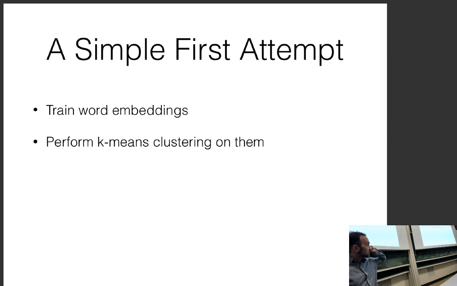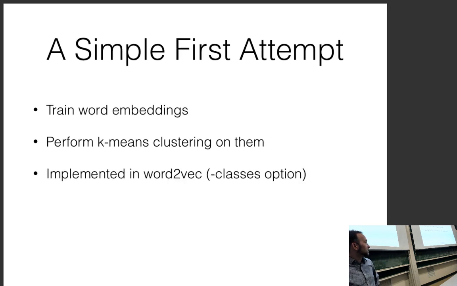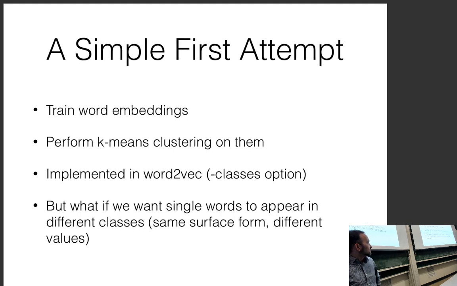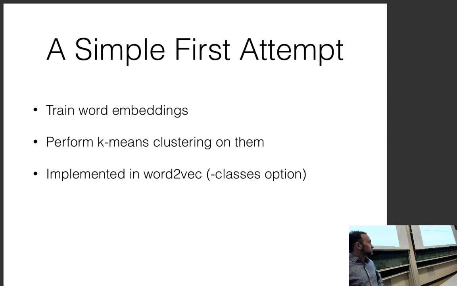This is an interesting thing that you can do. It's actually implemented in Word2Vec. I don't know if people have realized this. Word2Vec itself has an option called classes, which you can just run the software and add the classes option, and it will give you classes out of it. So this is interesting and can get you some reasonable results. Like all the names are clustered together, all the colors are clustered together, etc.